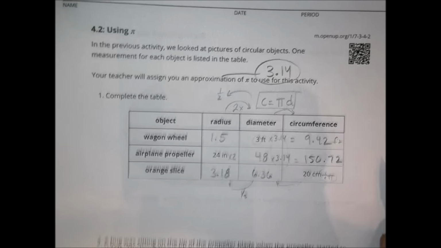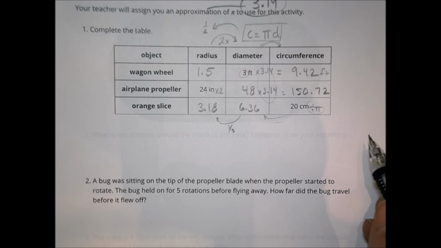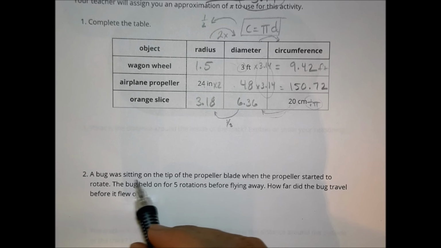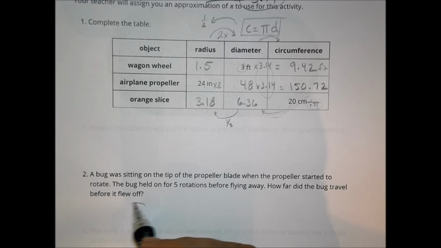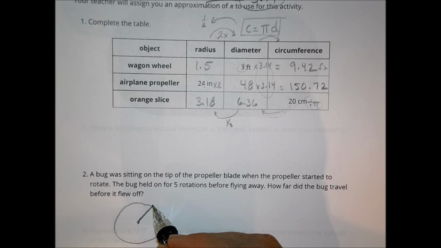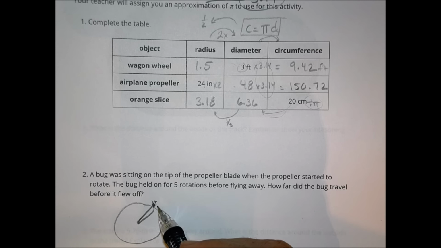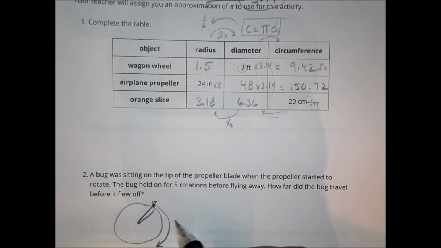Using this information, we look at number 2, which is a good question. This kind of question is going to come up quite a bit in this unit. It says a bug was sitting on top of the propeller blade when the propeller started to rotate. So imagine here's your circle, the path the propeller is going to go around, and a propeller is sitting right there, and here's the length of the propeller blade, and there's a bug up here sitting right there. There's our little buggy. And it says the bug held on for 5 rotations. It's going to go around 5 times before flying away.